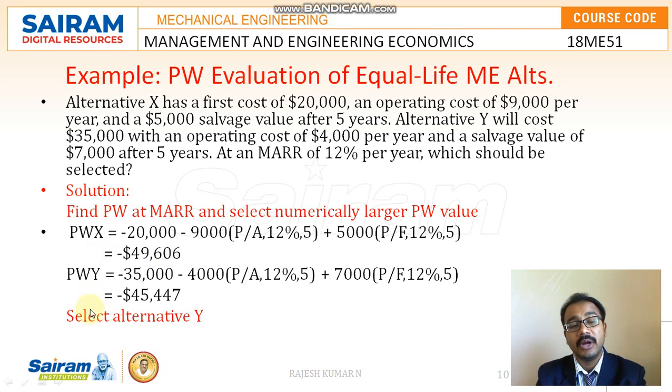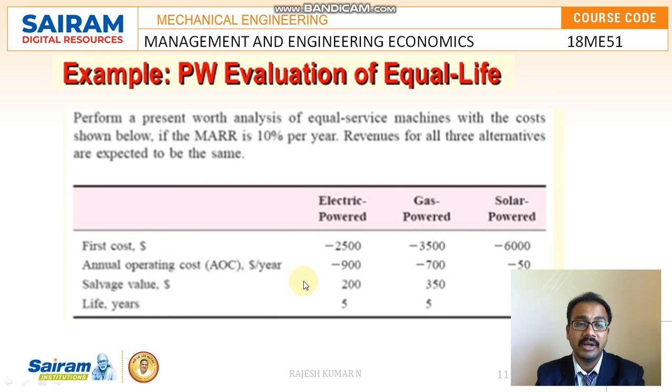Similarly, when I'm doing it for Y, I'll be getting the investment again in negative. For the maintenance also it is in negative, and for the salvage it is in plus. So the value I am getting here is 45,447. As I told you, comparatively we need to take the greatest value as the present worth, the selected, recommended one. So I'll be going with alternative Y.